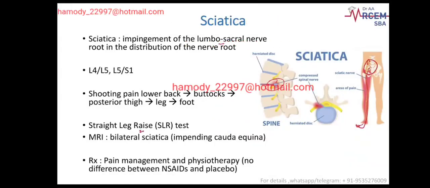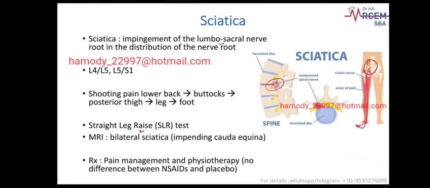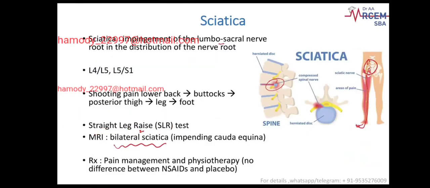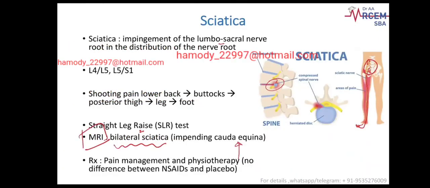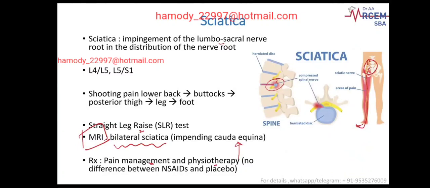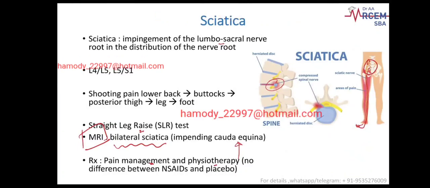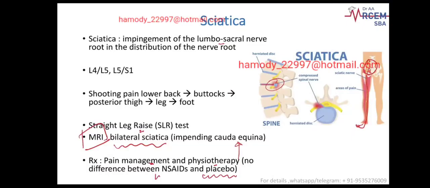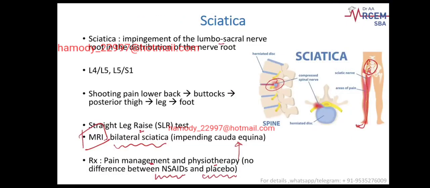Straight leg test will be positive in these individuals. If it is a bilateral straight leg test which is positive, that is bilateral sciatica, which can predispose to cauda equina. In those conditions, it is recommended that you go ahead and get an MRI scan done. If it is just sciatica, pain management, no imaging, physiotherapy. Pain management depends on how severe the presentation is. Studies have shown that just giving a placebo might be as effective as giving an NSAID like ibuprofen or diclofenac.